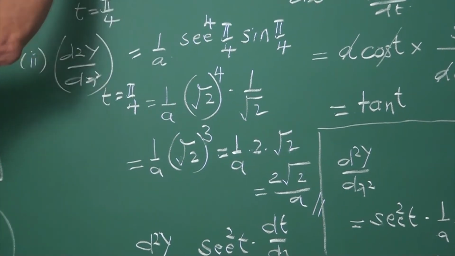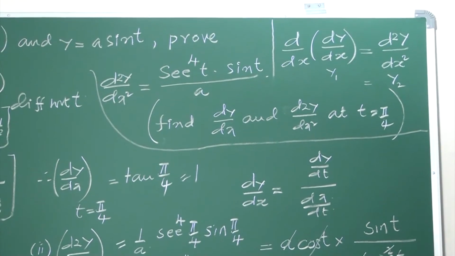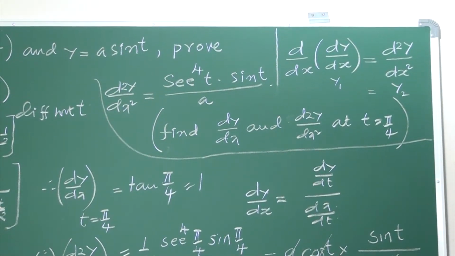So, they may ask this otherwise. They may ask: find dy by dx and d2y by dx2 at the value t equal to pi by 4. T equal to pi by 4. Hope, my friends, it is clear.